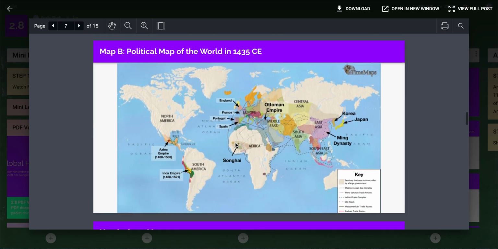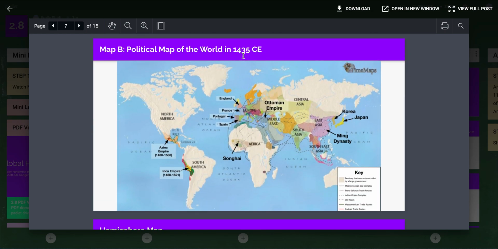Moving on to map B, which is in the year 1435, now we see the Aztec and the Inca. The Aztec are also located in North America, just like the Maya were. The Maya would have been here if they still existed during this time period. And the Inca are in South America. When we look again at Africa, Asia, and Europe, it's even busier during this time period.